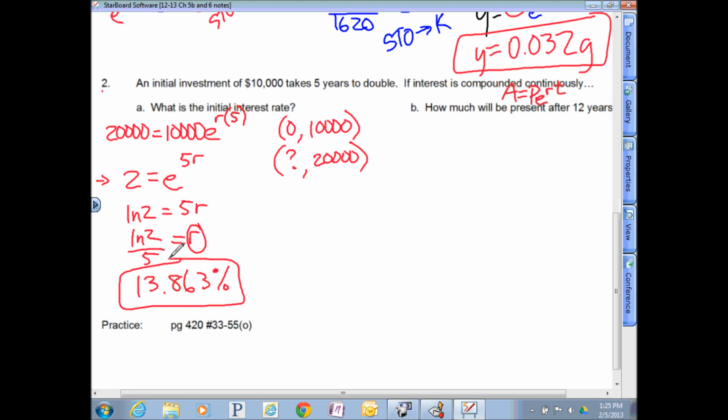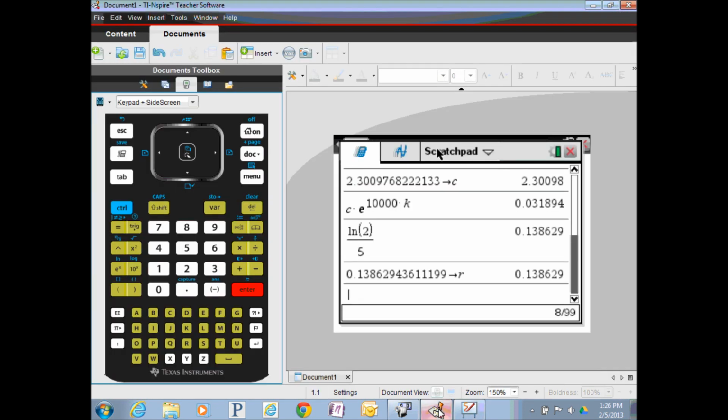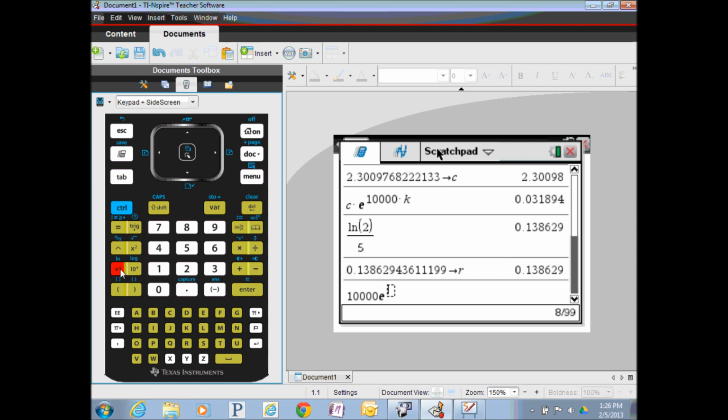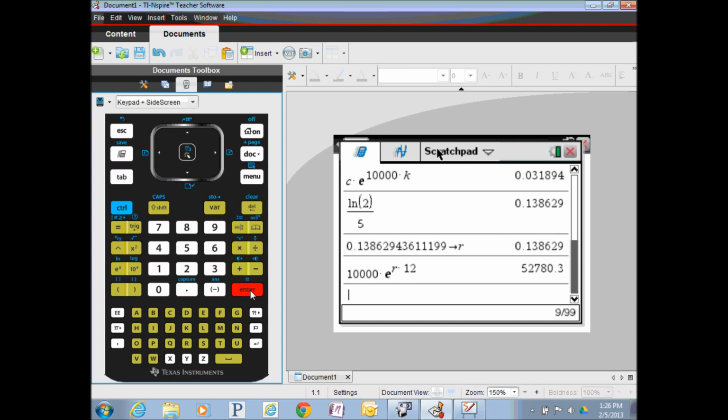How much will be present after 12 years? Well, now we're going to use that r that we stored. So my initial amount is 10,000. My final amount is what I'm looking for. e, I've got my r stored, times 12 power. So let's let our calculator do the heavy lifting for us. So 10,000 e to the r times 12 years, punch it in, looks like 5,270.